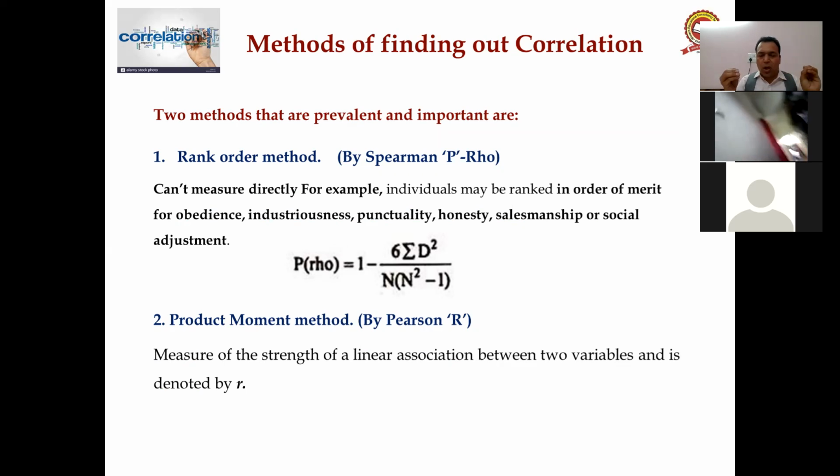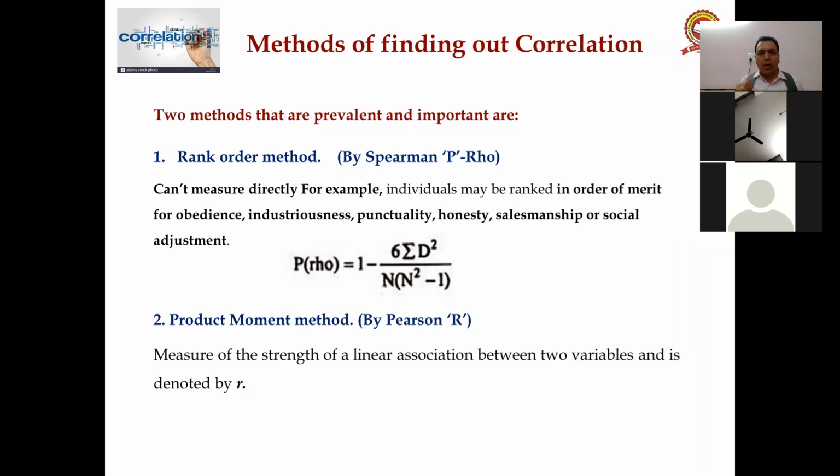you want to measure punctuality, honesty, right? Such kinds of things you cannot measure directly. Okay, you want to check the personality of a person. So how can you measure that directly? You cannot. So you define some ranking for the punctuality and honesty of that person. To measure such a relationship, the coefficient of correlation used is called the rank order method, which was given by Spearman.